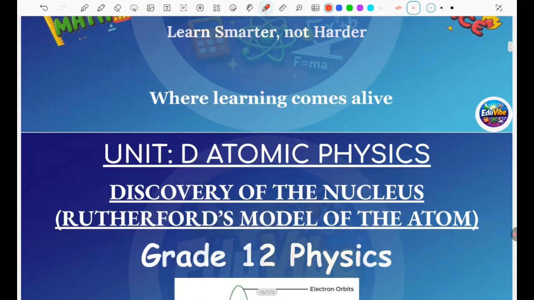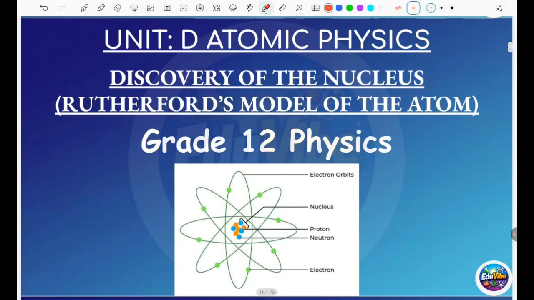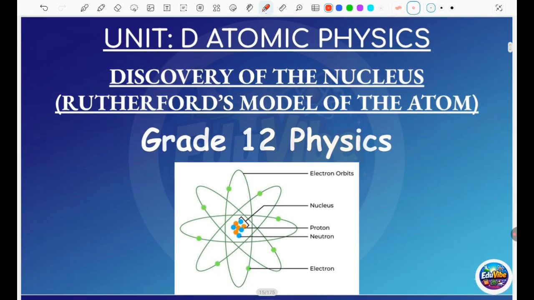As you know, earlier we started atomic physics in the previous lesson. Now today we are doing the next topic of this unit, which is the discovery of the nucleus. Basically, today we do the Rutherford model of the atom.